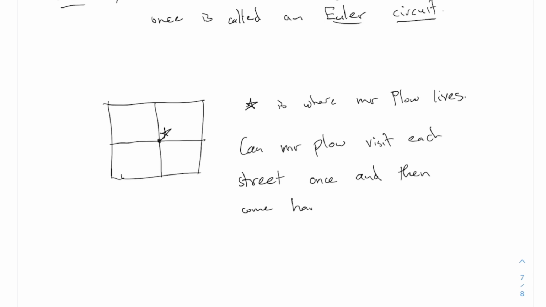This is the same question, right? Now I know in real life a real plow has to go down every street twice, maybe once in each direction or something, but anyway, let's just think about these as very narrow streets which Mr. Plow can do all at once. All right? Can Mr. Plow visit each street once and then come home? It's really the same question.